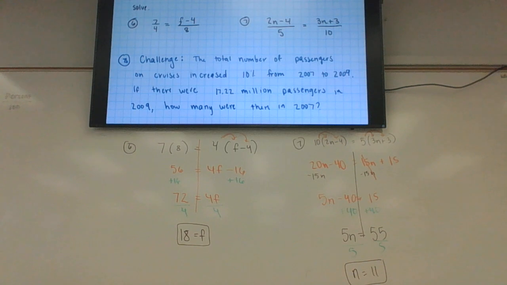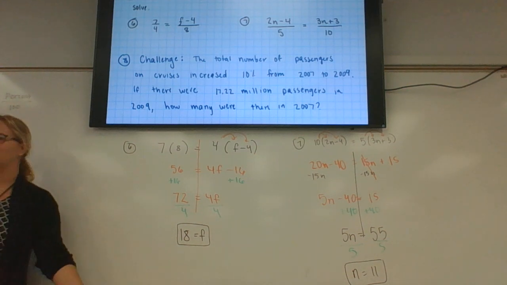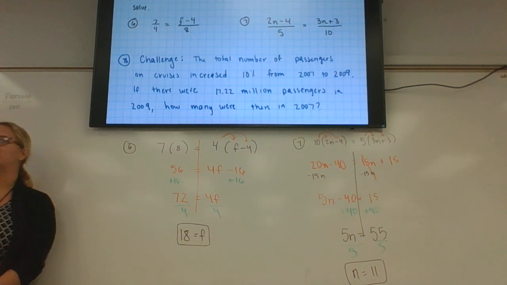So the total number of passengers on cruises increased 10% from 2007 to 2009, dropped to a stunning 0 in 2020. No passengers in 2020. If there were 17.22 million passengers in 2009, how many were there in 2007? And how many are there today? I'm just curious. All vaccinated.